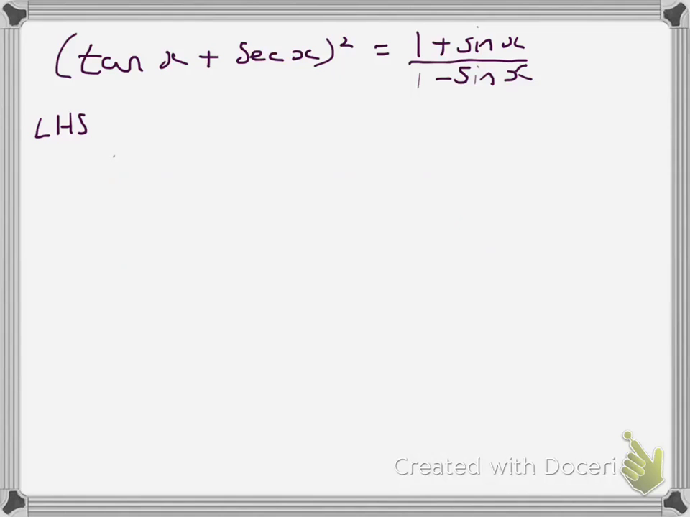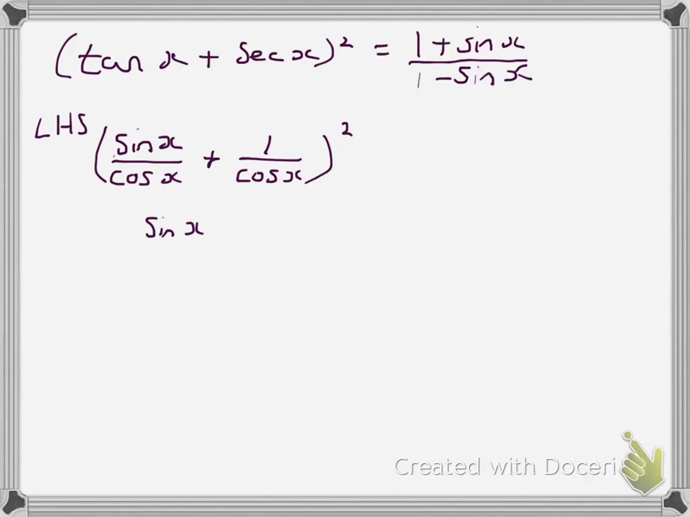What have I got? Well, I've got tan x. I know I can write that as sin x over cos x. I've got sec, which I know I can write as 1 over cos. All of that's in brackets and squared. Well, already I can start to see something I can do here. I've got cos x on the bottom of my fraction, so let's combine the two things together. So I've now got sin x plus 1 over cos x, all squared. Looking good, starting to look a bit like the equation on the right hand side.